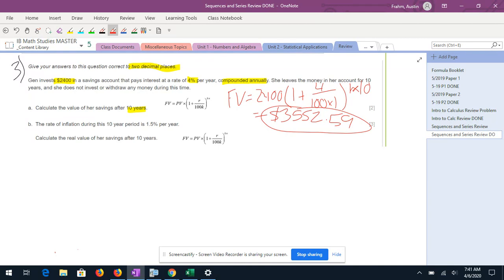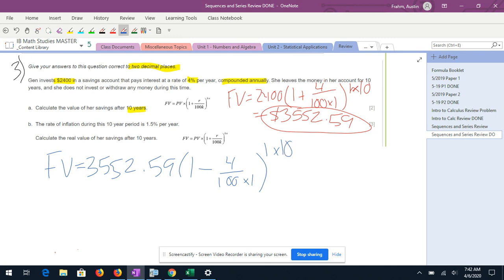And so we're going to calculate that by now saying that the answer we just found in letter A is our new PV, and then the one other change I'll show you in a second. So we're going to have FV equals 3,552.59 times, now here's where the change is in the equation. It's going to be 1 minus 4 over 100 times 1 to the 1 times 10 power.